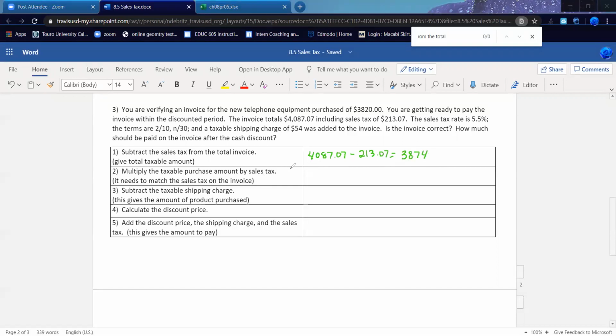But then I'm going to multiply that by the tax to find out how much tax I paid. And I'm going to do that to make sure that I got the right tax amount. So I'm going to multiply that by 5.5%. And when I do that, I get $213.07. So this is the same amount as the tax that they said I paid, so that's good.